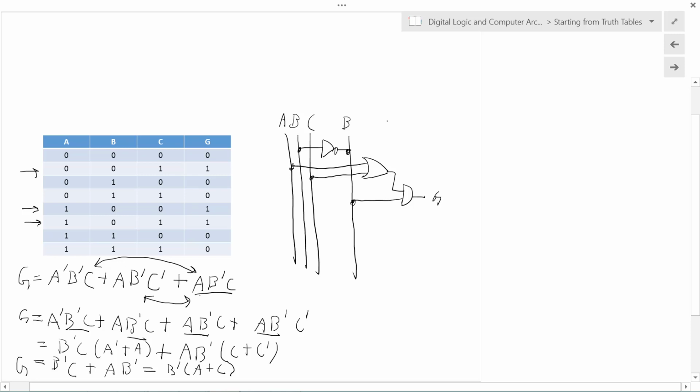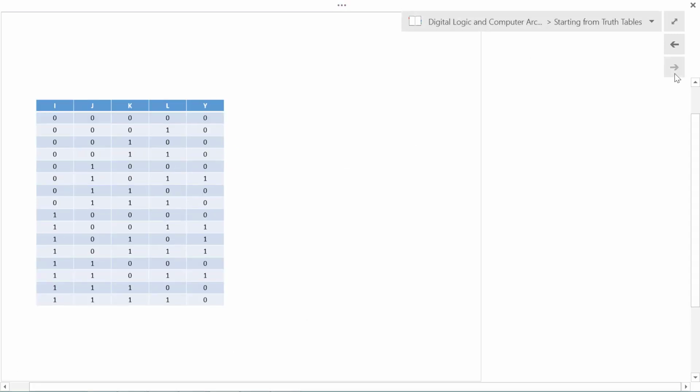So we have 3 gates. This example uses a 4-input truth table, so we have significantly more terms here. So let's solve for y. Y equals what?